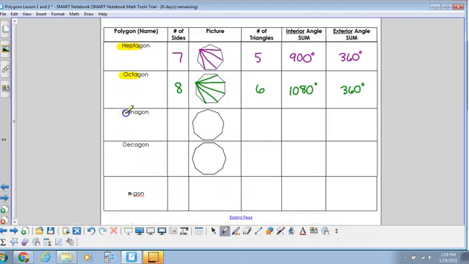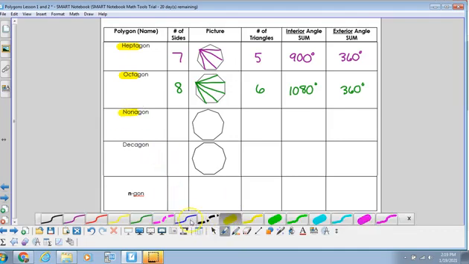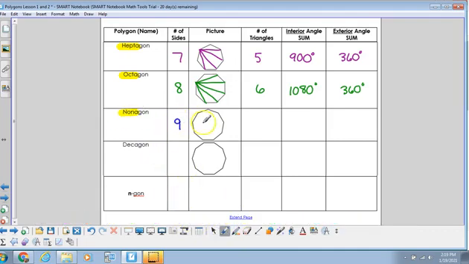Nonagon is our next one. Nona means 9 sides. Like this. Now, the more sides we go, the harder it gets to draw them, so I would not be very good at drawing this by hand. But when I try to draw in some diagonals, let's see here. I've got one there. I can draw in a bunch of diagonals from this vertex.